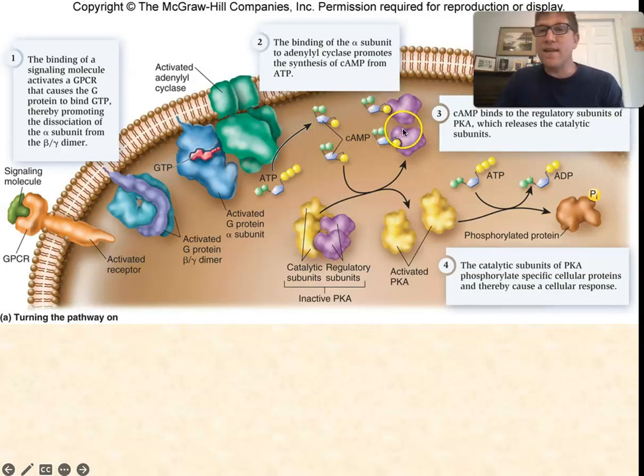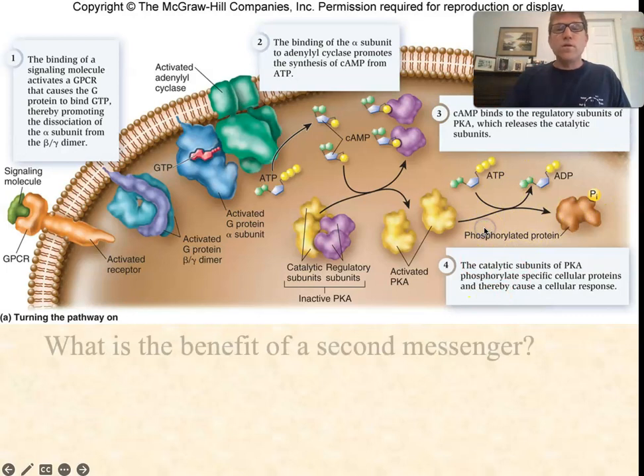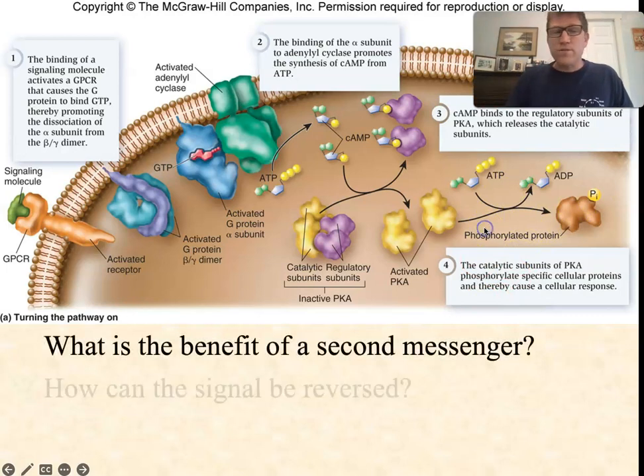Protein kinase A then, now that it's activated, can phosphorylate its targets. And its targets are the various things we'll talk about in the last video that ultimately lead to the final cell response. So what's the benefit of a second messenger? And how can it be reversed? Make sure you recognize this.